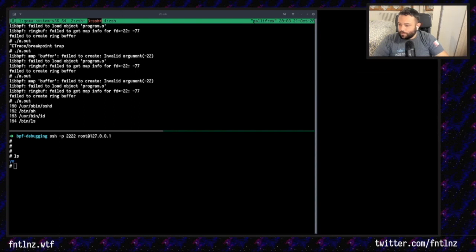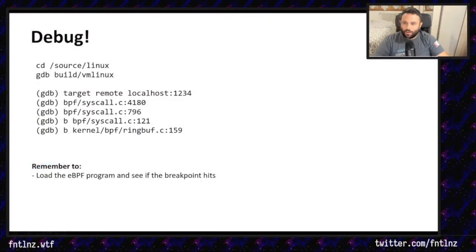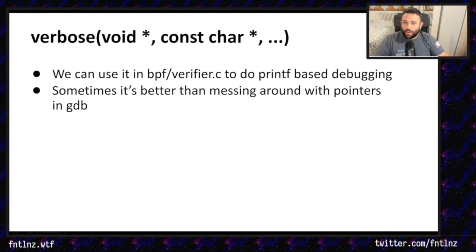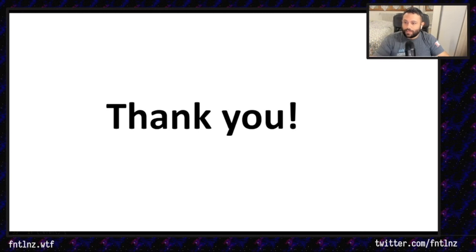Now back to slides. Another way to do the same thing is by using the verbose output and just putting it in your code in the kernel instead of putting breakpoints. And that's everything.